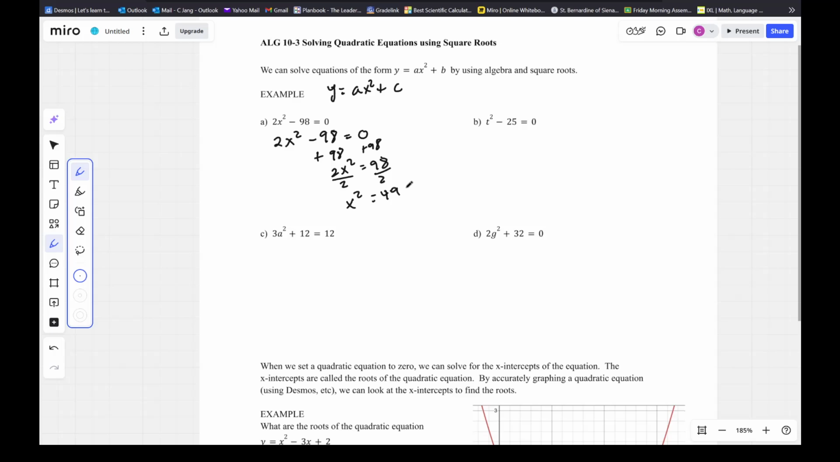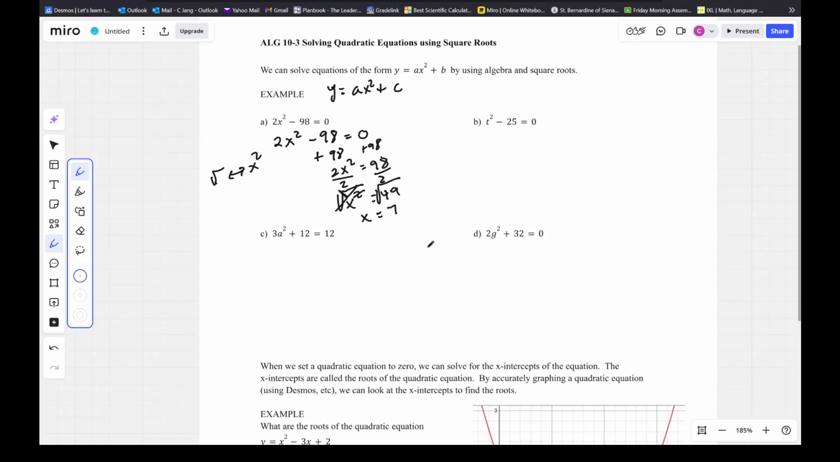Now, how do I take the opposite of x squared? We're going to take the square root. Remember, the square root is the opposite or the inverse of squared. If I take the square root of both sides, the square root sign and the square sign cancel out. I get x on this side. Over here, I take the square root of 49. That one's pretty easy. That is just 7. So x is going to equal 7.